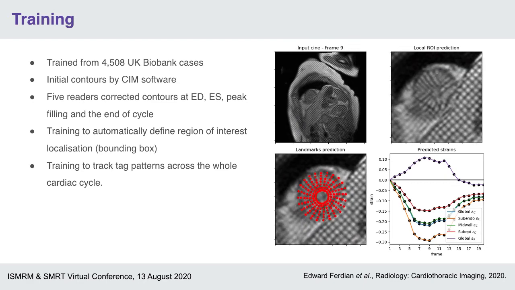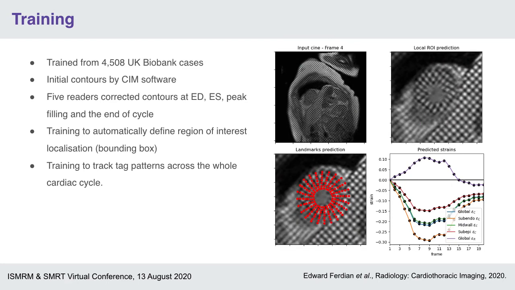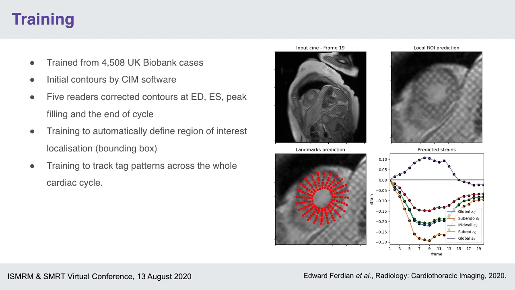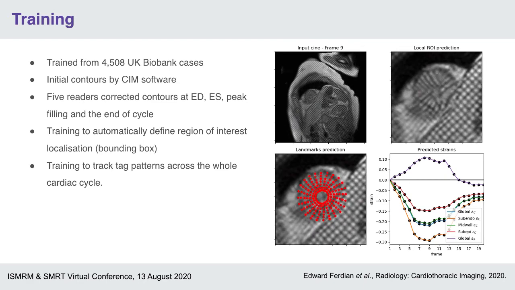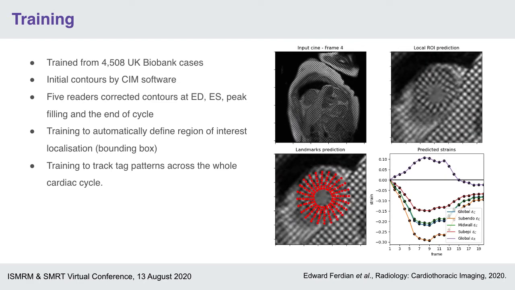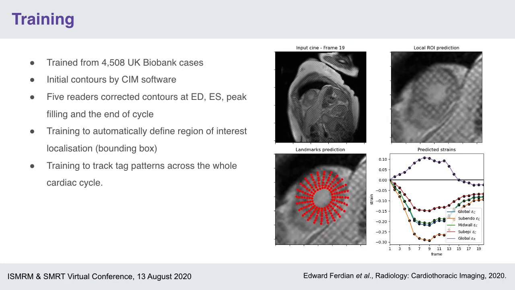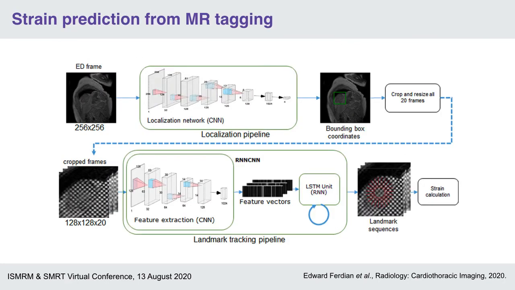And the training was done to train 2 sub-networks. One network is to automatically detect the region of interest, so the bounding box of the myocardium. And then the second subnet is to track the pattern movement from the tagging MRI. So here's the diagram of the networks, 2 subnets concatenated serially like this. So the first one is to localize, and the second one is to track. And the whole network was trained as a whole, so it's end-to-end training.